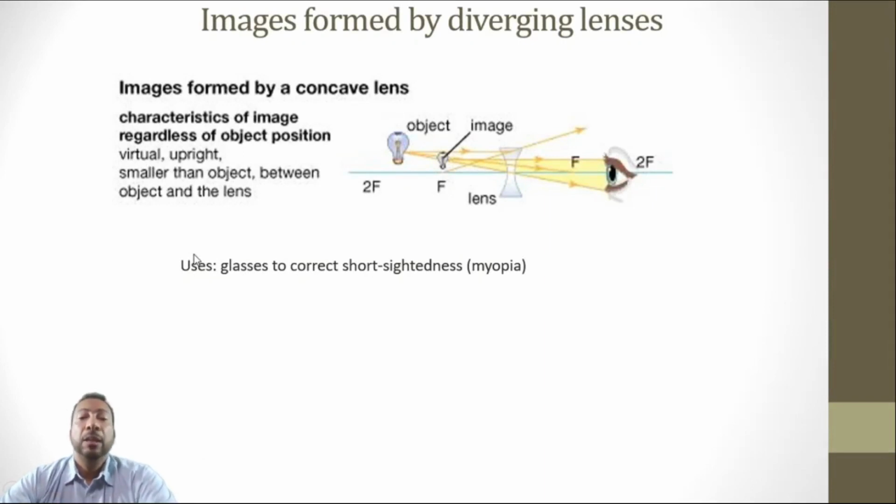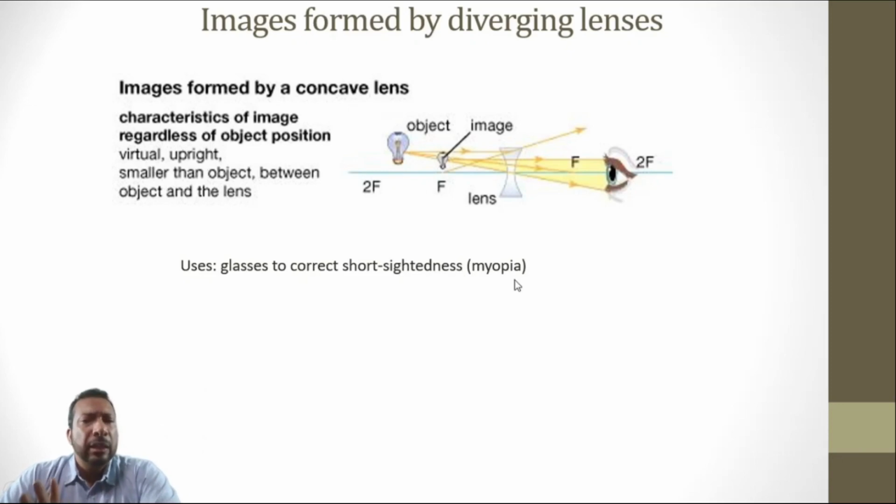Now, let's look at the image formed by a diverging lens. This is much easier because no matter where you place the object in front of a diverging lens, the image will always be the same: it's always going to be a virtual image and it's going to be upright. It's going to be smaller than the object and it's going to be between the object and the lens. This is used in glasses to correct short-sightedness, also known as myopia.